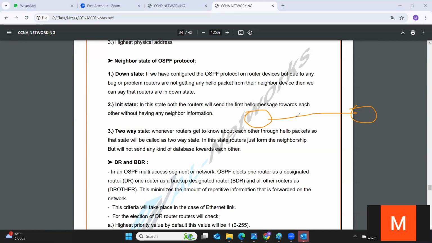In the down state, it means one side we configure or one side is also not configured for OSPF yet. Init state means one side we configure and another side we haven't configured, so they start sending hello messages. Two-way state means we configure both ends, so they start to form the neighborship entirely.